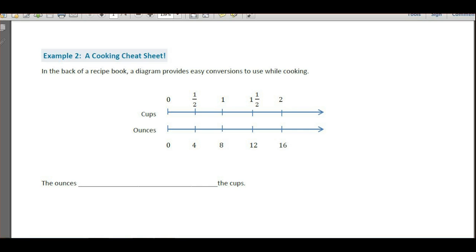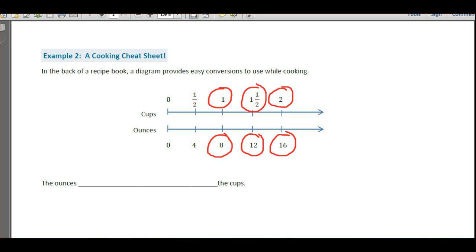And what you come to see is that for every 1 cup, we have 8 ounces. Okay, so that is the basis of this diagram. It's kind of its origin in a sense. 1 cup, 8 ounces, because as you move up a half a cup, you go up 4 ounces. 4, of course, is half of 8, and up here 2 cups, 16 ounces. Again, 2 times 8 is 16.